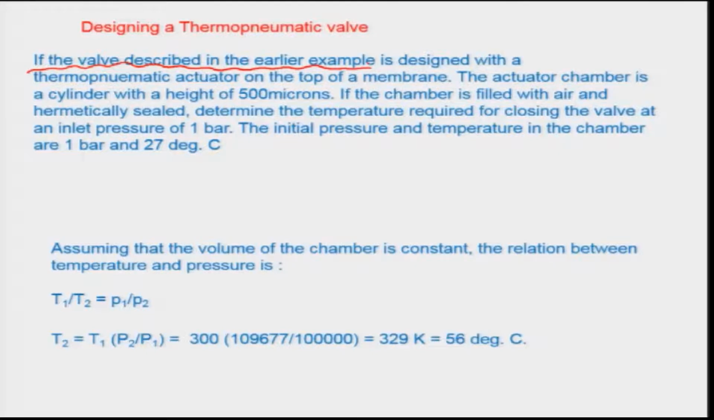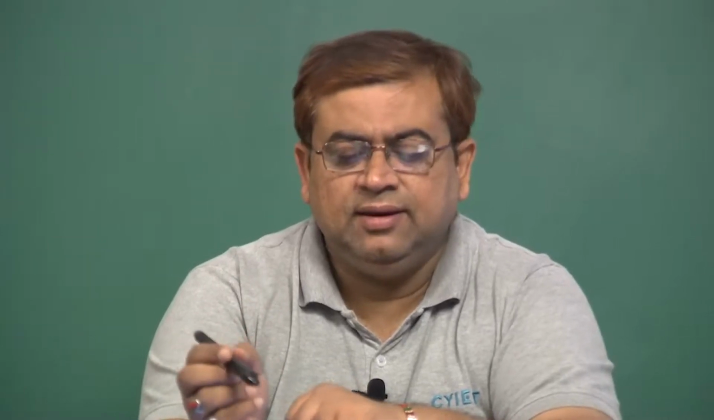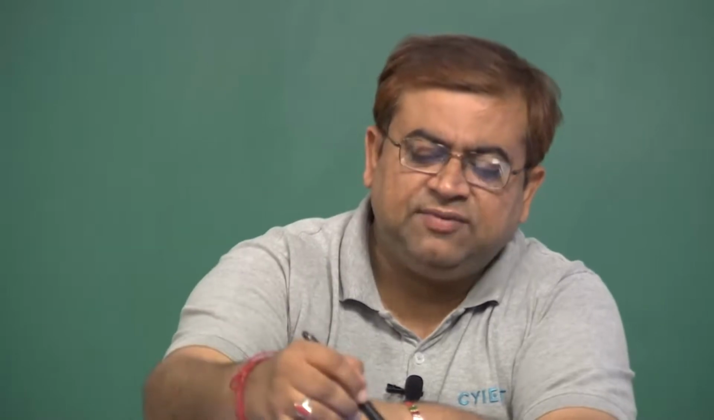I am going to twist the problem a little bit, and here what we simply say is that the valve described in the earlier example is designed with an actuator of thermopneumatic type on the top of the membrane, meaning that there is a cylinder on the top which has a fixed volume confinement and heaters which would heat the gas, and so the gas inside the confinement would follow Charles' law, pressure being proportional to the temperature. So, the temperature rise is going to give more and more pressure onto the membrane, thus deflecting the membrane and blocking the valve. In that event, what is going to be the temperature required for closing the valve?